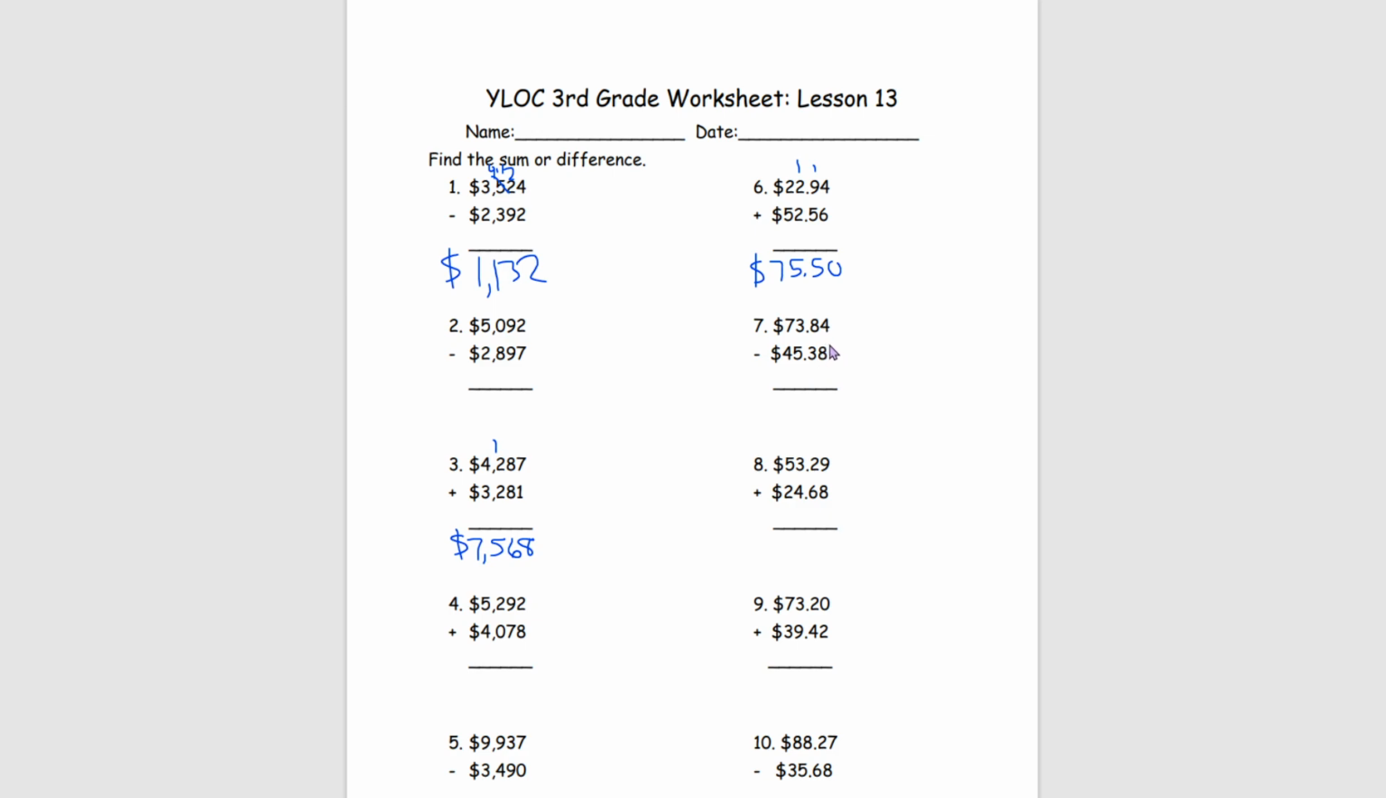And for number 7, the same thing, but we're subtracting this time. 4 minus 8 is not possible, so we have to borrow 1 from this 8. This 8 becomes a 7, this 4 becomes 14. 14 minus 8 equals 6. 7 minus 3 equals 4. Carry down the period. 3 minus 5 is not possible, so we're borrowing from this 7. This 7 becomes a 6. This 3 becomes a 13. 13 minus 5 equals 8. And 6 minus 4 equals 2. And so our answer for number 7 is $28.46.